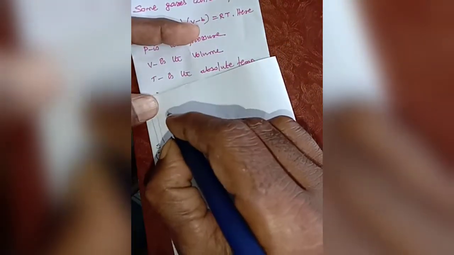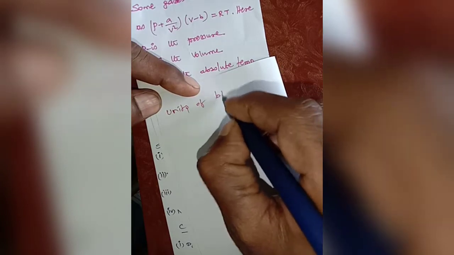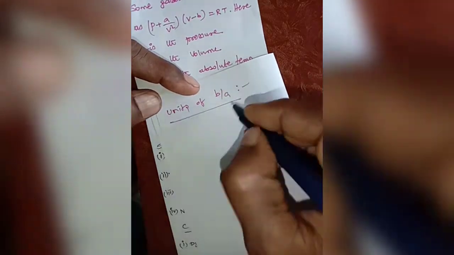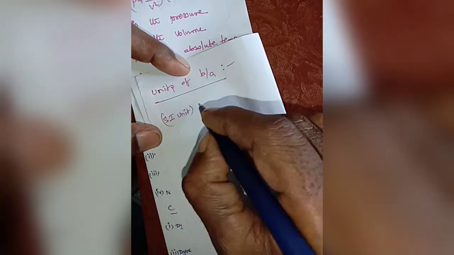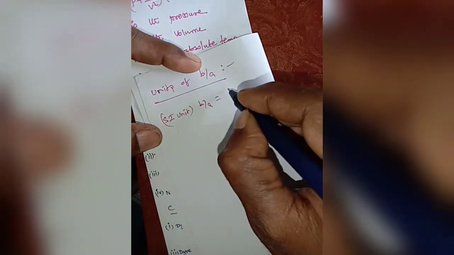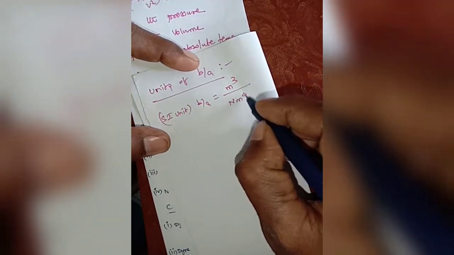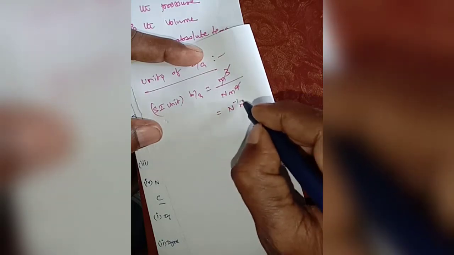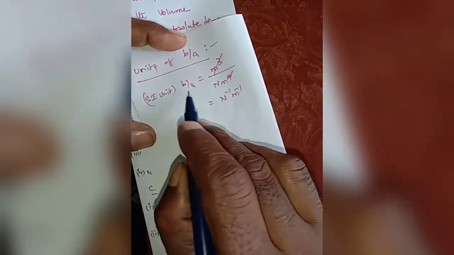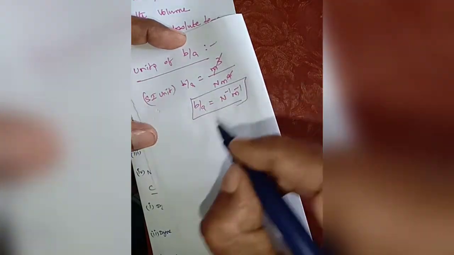Next, units of B by A. First, SI unit of B by A is equal to, this is volume meter cube, and A is Newton meter power 4. Now these two cancel, Newton inverse meter inverse. This is the SI unit of B by A.